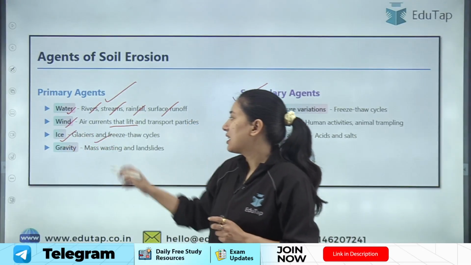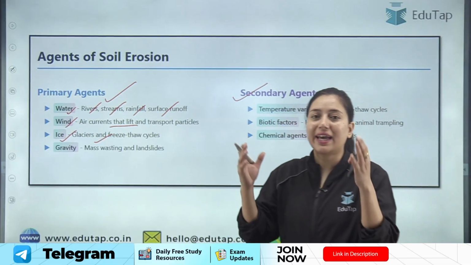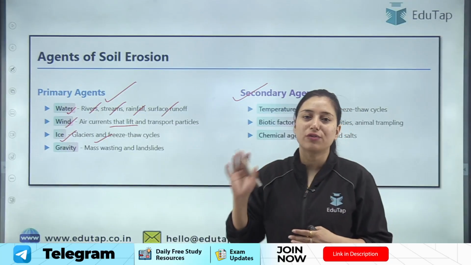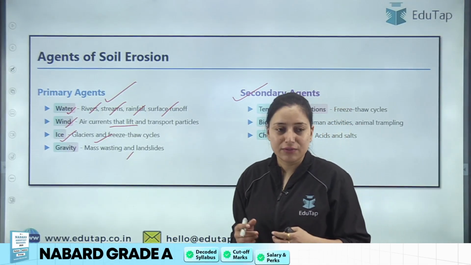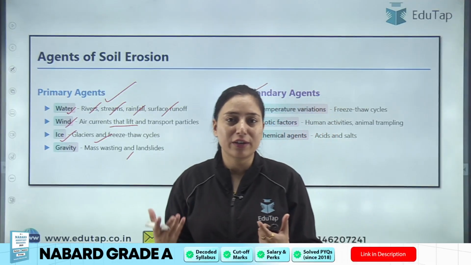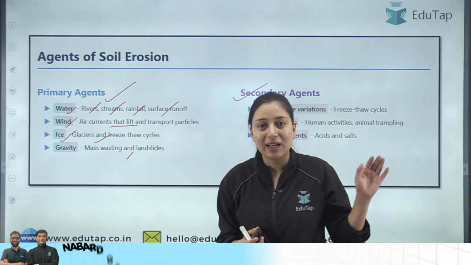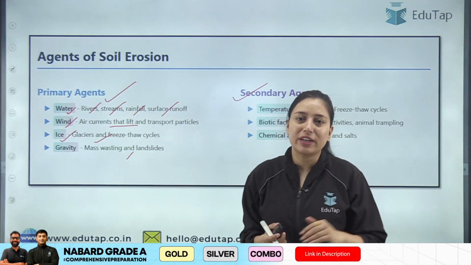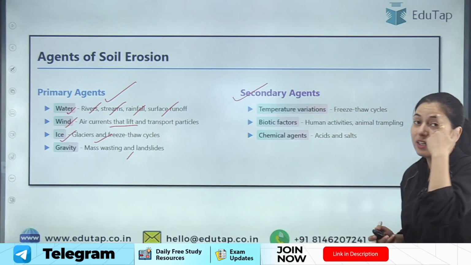Then we have ice. Glaciers, when they melt, carry the soil sediment along with them, and again the soil is transported from one place to another. Then we have gravity. An example of soil erosion due to gravity is a landslide. In a landslide, what is happening? The entire mountain range slips off due to gravity, and again soil erosion happens in that place. So again, gravity is an agent of soil erosion.